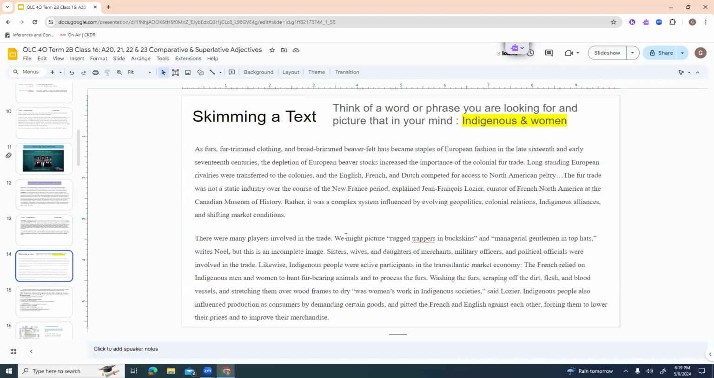Again, I'm not reading everything. I'm just looking through. Now, I don't see women, but I do see sisters, wives, and daughters, so that might be something. Oh, and there's the word indigenous. Okay, so I'm going to back up and start reading here.